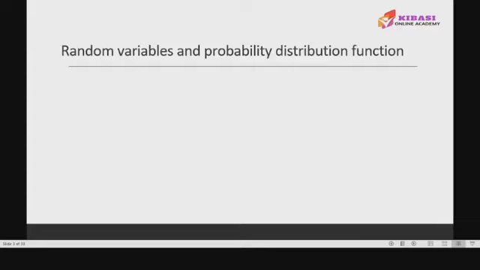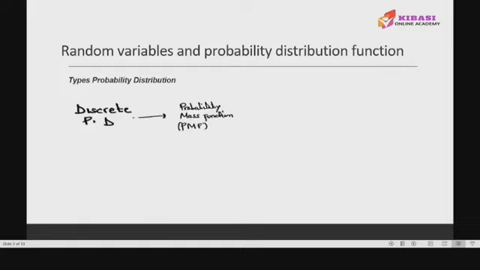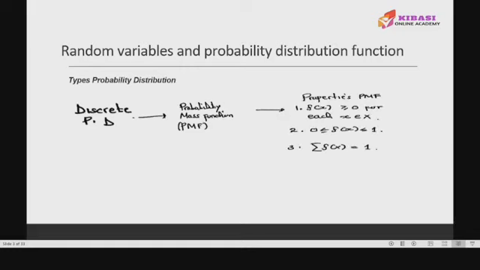This probability distribution function is divided by two types, ambayo ya kwanza ni discrete probability distribution, ambayo ndani yake ina probability mass function PMF, ambayo ina properties zifuatazo. Tunasema function f(x) is greater than or equal to 0 for each x. Property ya pili ni 0 is less than or equal to f(x), meaning this is probability ya x, and probability ya x is less than or equal to 1. And the property ya tatu tunasema ni summation. Ukichukua summation za probability zote zinatakiwa ziwe sawa sawa na moja.